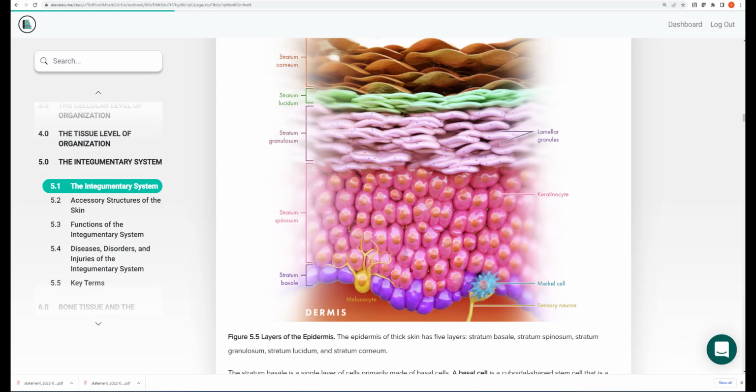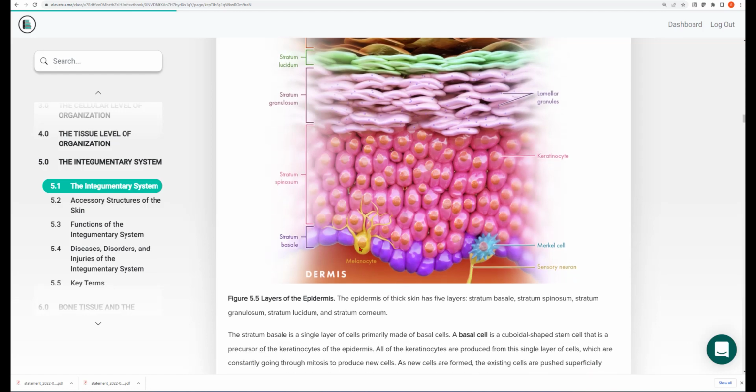In addition to these purple basal cells, there are also two other cell types found here. We'll talk about each of these: the melanocytes and the Merkel cells. Now, in these basal cells, there are a number of stem cells down in this layer. So if you cut yourself, these stem cells are able to divide and regenerate, to form and reform skin.